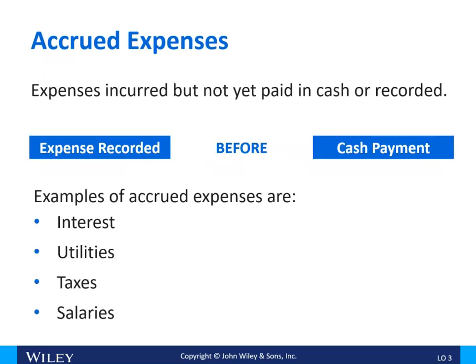Next, we'll look at accrued expenses. So, expenses incurred but not yet paid in cash or recorded. So the expense is recorded before the cash payment. Examples of accrued expenses are interest, utilities, taxes, salaries. Those are all common examples where we may not have an invoice. In the case of salaries, the pay period and the pay date may not end up exactly with the end of the accounting period, the end of the month. So those are things that we may have to accrue the expense for.